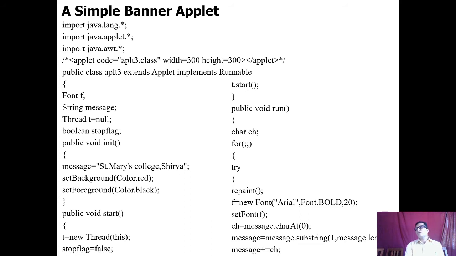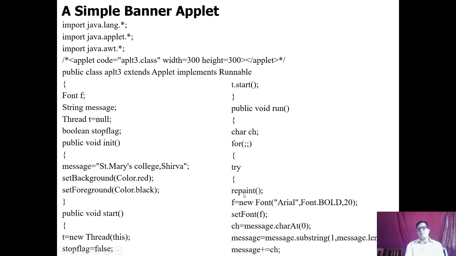For(;;), the double semicolon, indicates it is an infinite loop. What does it mean? It is an infinite loop. In the infinite loop, this loop will be executed infinite times. Please observe here, this loop will be executed infinite times. Whenever it is executing, I am writing a try catch block. In the try catch block, I am calling repaint.